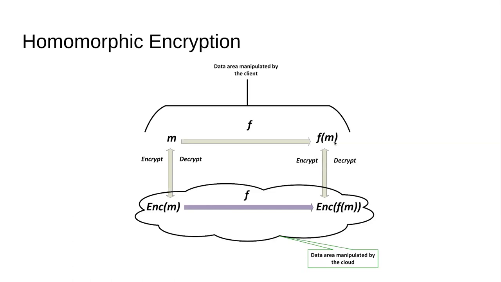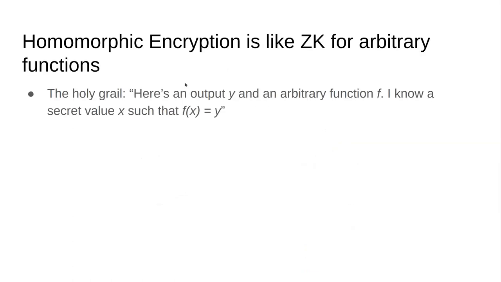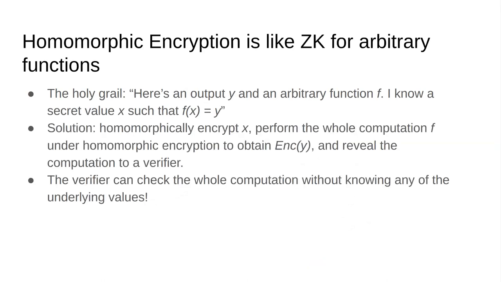And when the cloud sends back the result, the client is then able to decrypt that information and get the result they actually want. So homomorphic encryption is like ZK for arbitrary functions. The holy grail here is: here's an output Y and an arbitrary function F. I know a secret value X such that F of X is equal to Y. And the solution: homomorphically encrypt X, then perform the whole computation F under the homomorphic encryption to obtain the encrypted result, and then reveal the computation to the verifier. So the verifier can then check the whole computation without knowing any of the underlying values.